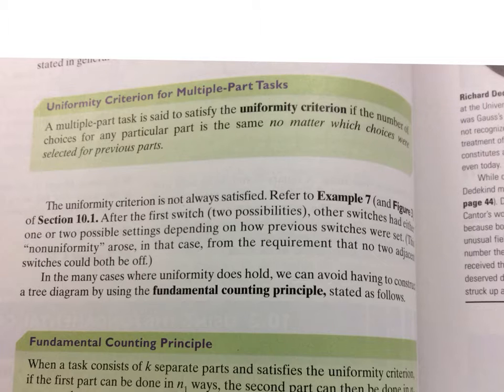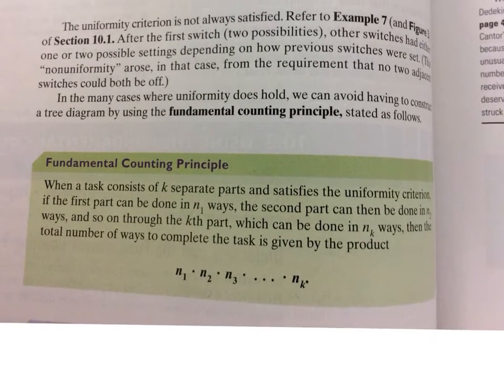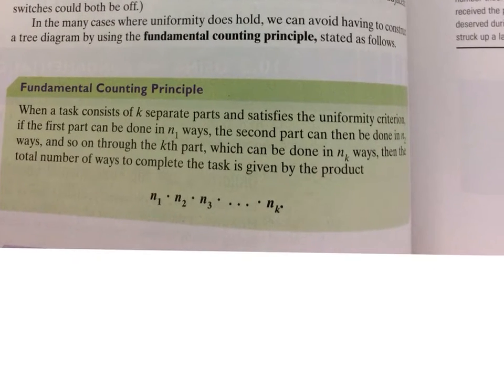What are you saying, Mr. Black? Well, somehow this notion of what your book is calling here a uniformity criterion is going to play into when we can multiply to find the number of ways a series of events can happen and when we can't. Now, to see how it's going to play into that, let's go down here and read the fundamental counting principle. The fundamental counting principle is what allows us to draw blanks, and let's see what it says. It's at the bottom of that same page.